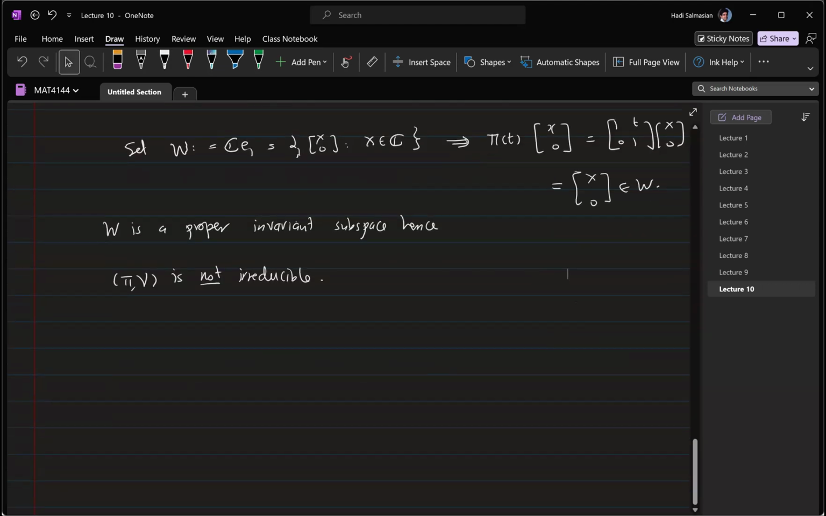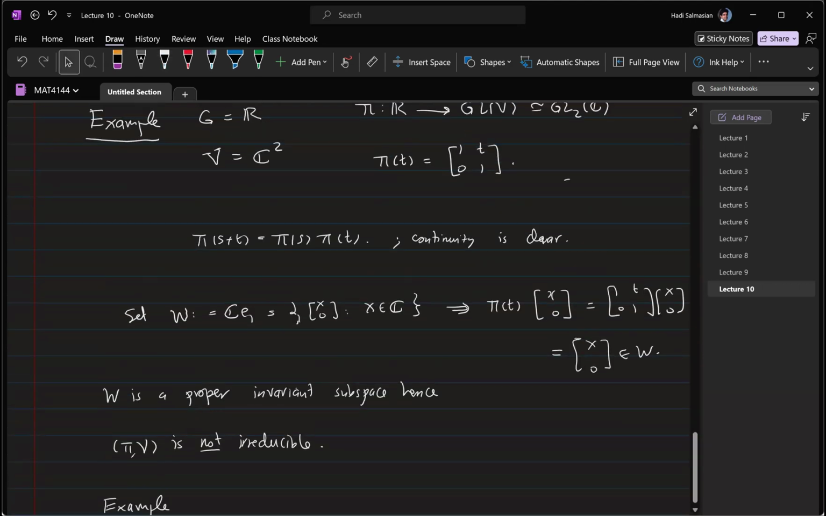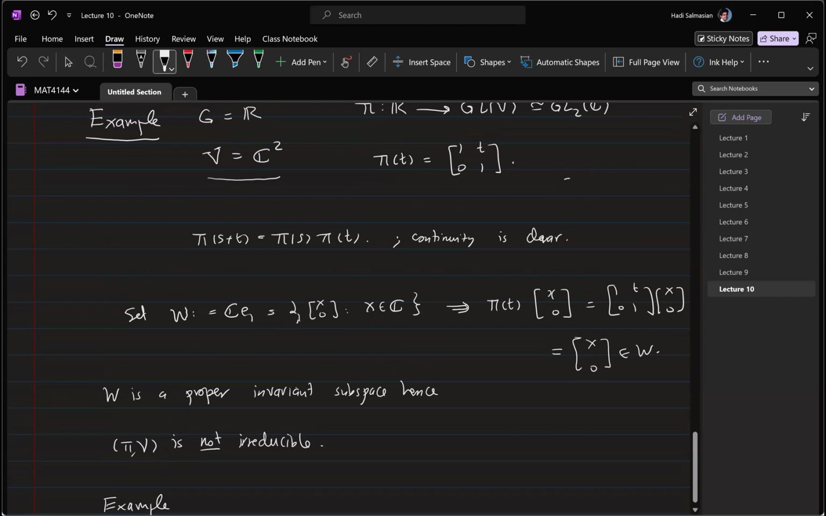Okay, so let's look at another example. By the way, one thing I wanted to emphasize is that we could also think about C2 as R4. So this could have been a representation of R on a four-dimensional real vector space. But if it was R4, I would have mentioned it, either V as a real vector space, or I would have written it as R4.